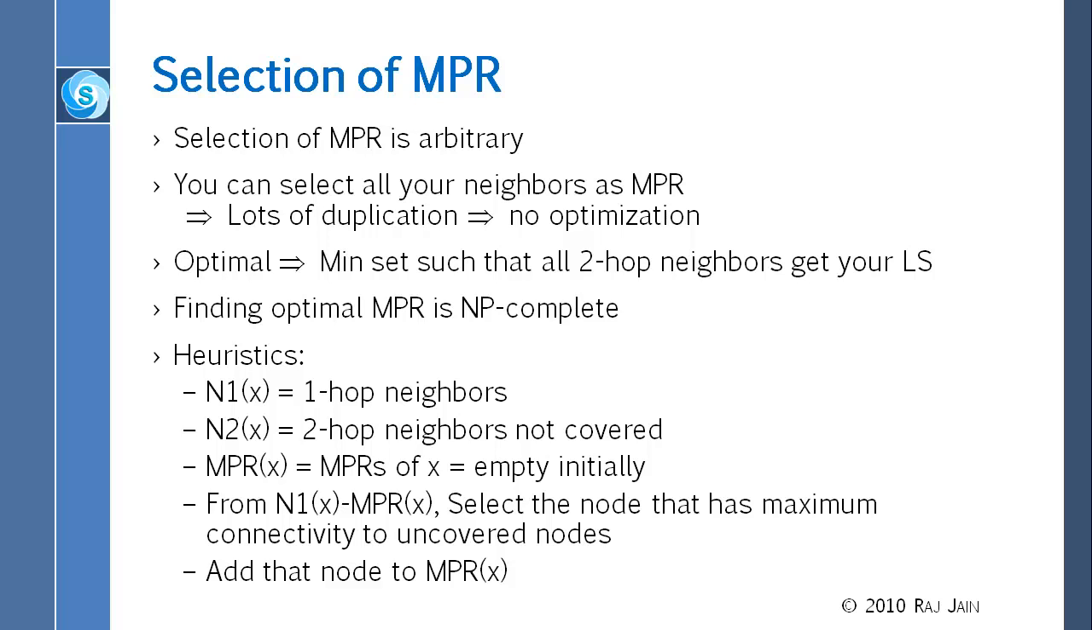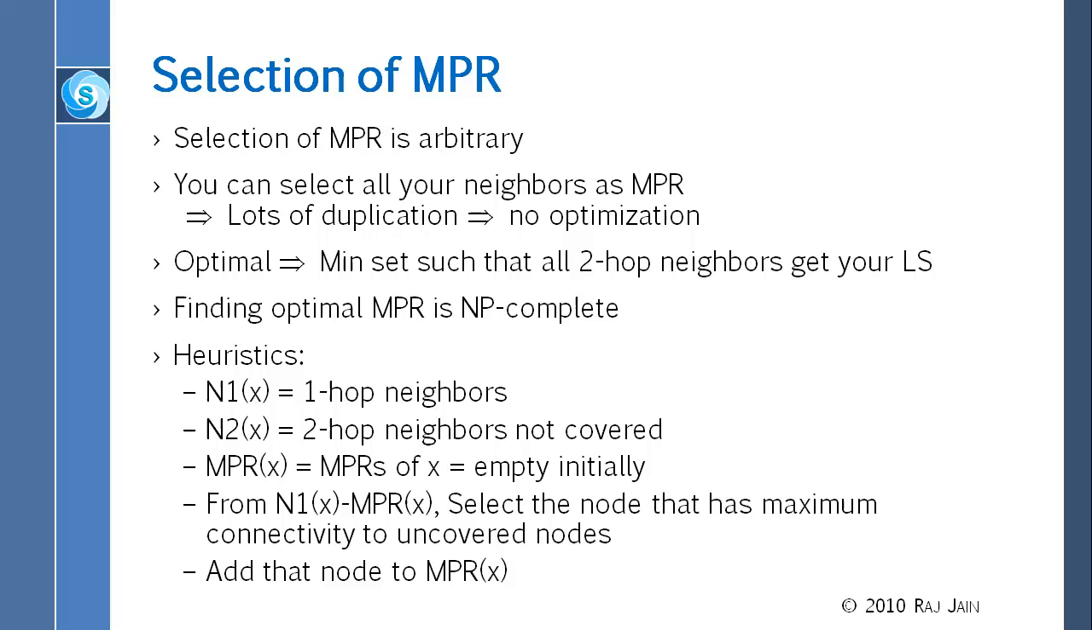Once you select them as an MPR, then you go back again and delete the neighbors that have already been covered. So now your N2X will reduce because you have already covered many neighbors by the first MPR. And then now you do the same thing from N1X minus MPR, which you start with a null set. You find out which particular nodes have been covered or not covered.